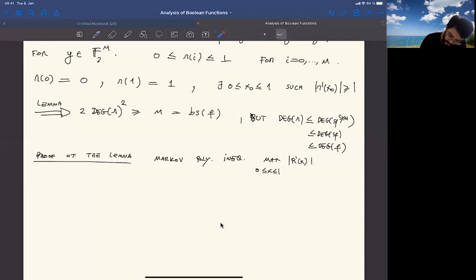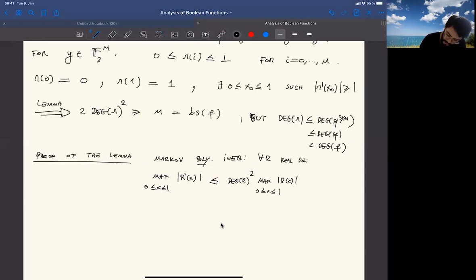Let me write this thing here. So we're going to use Markov's inequality, which says that the maximum of the derivative is less than the degree of R squared, times the maxima of R, for every R a real polynomial. Okay. And I will leave you to find this thing online. The proof is not hard. Actually, the ones that optimize this inequality are the Chebyshev polynomials, or translated Chebyshev polynomials. In any case, you use this inequality and we'll leave it as a reading exercise.